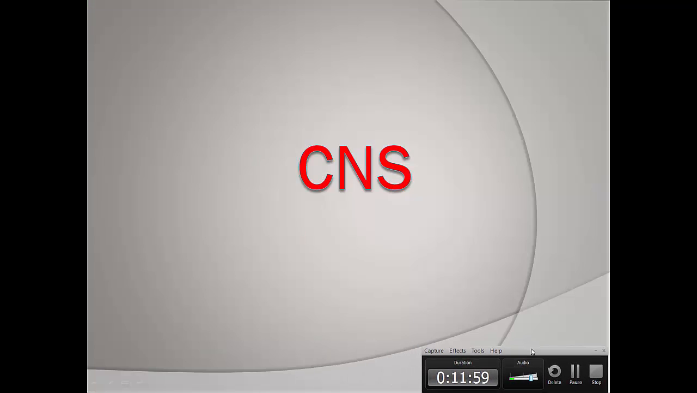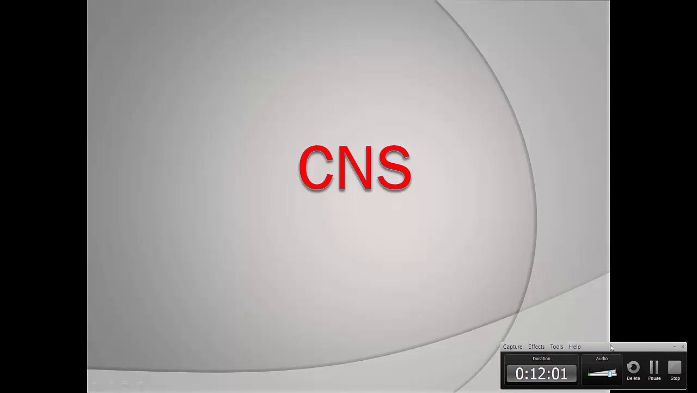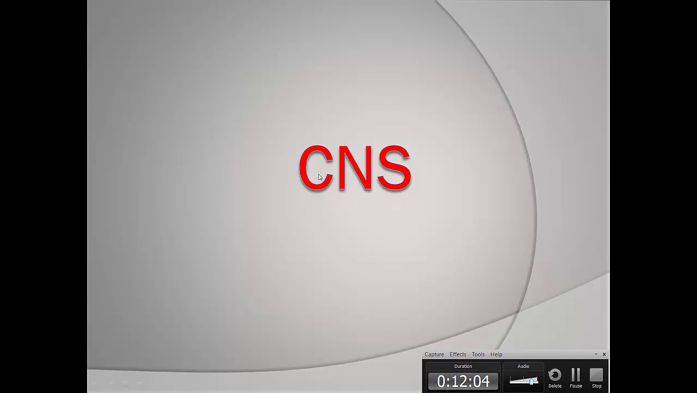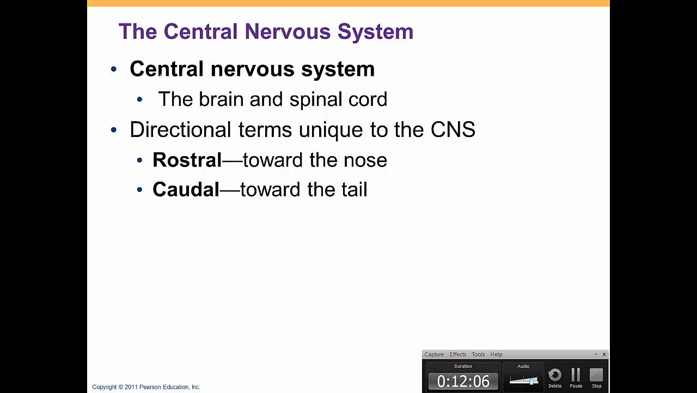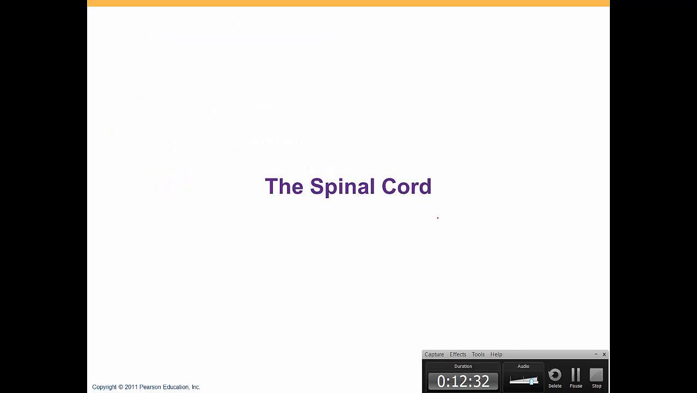Now let's talk about the central nervous system in a bit more detail. The central nervous system has different directional terms. So we used to have superior, inferior, medial, lateral, and proximal and distal. In the central nervous system, we have two more words that we would like to know. We have rostral and caudal. Caudal means towards the tail, and rostral means towards the nose.